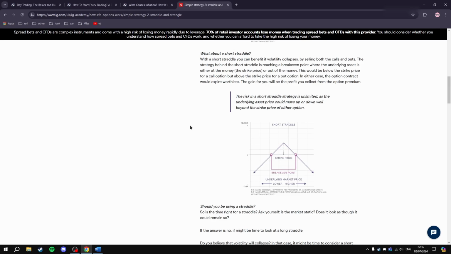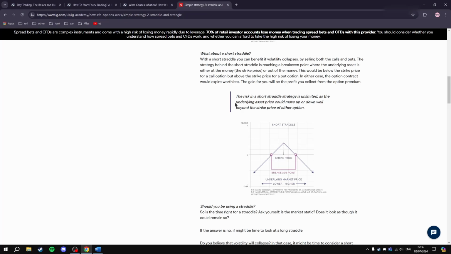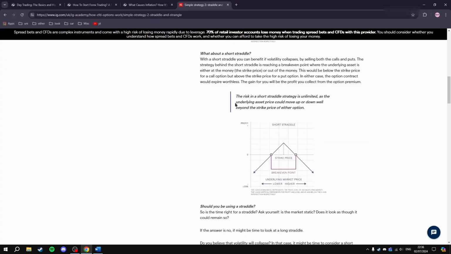But the losses are like unlimited, right? Because selling options is risky. The risk in a short straddle strategy is unlimited, as the underlying asset price could move up or down well beyond the strike price in either direction. Your maximum profit will be from the collected premium. And it will only be one collected premium, wouldn't it? Because the other option is going to expire worthless, so only one collected premium.